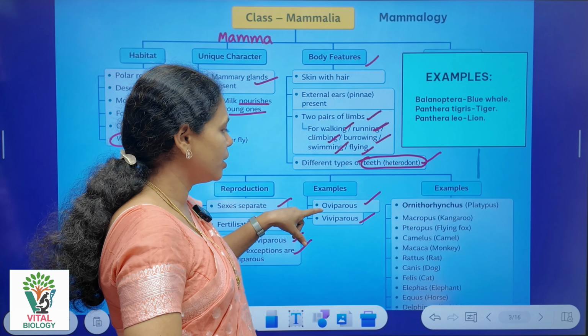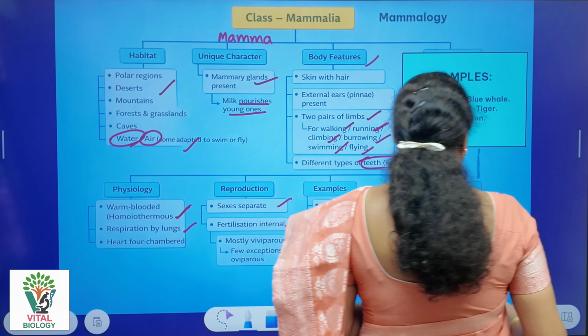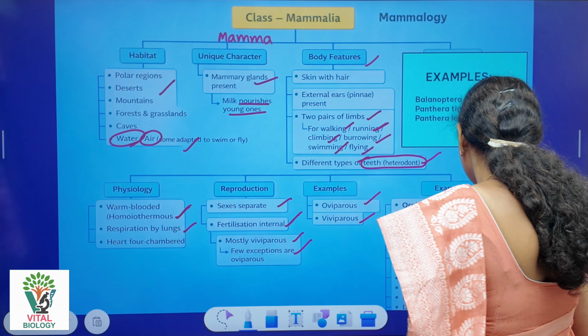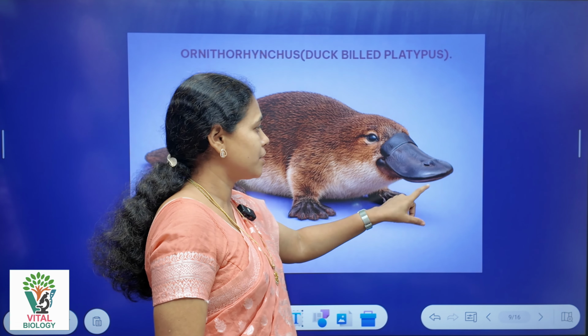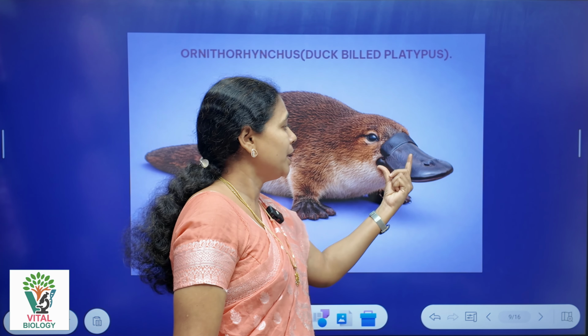Yes, very few are actually oviparous. The best example for an oviparous animal is Ornithorhynchus, which is also commonly called the duck-billed platypus. This is the egg-laying mammal. Very important one. So this is the oviparous mammal, the platypus. It is called duck-billed platypus because of its bill-like beak, which represents the beak of a duck. That's why it is commonly called the duck-billed platypus.